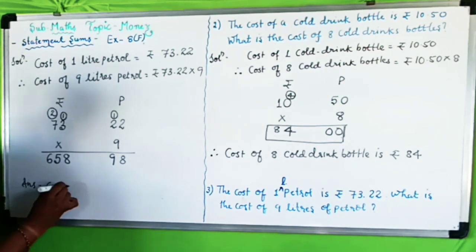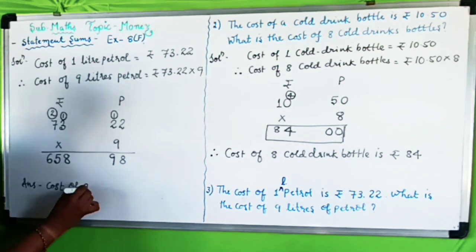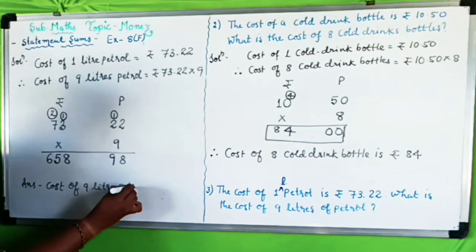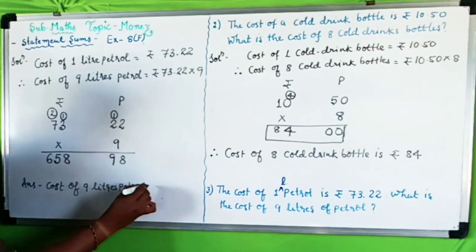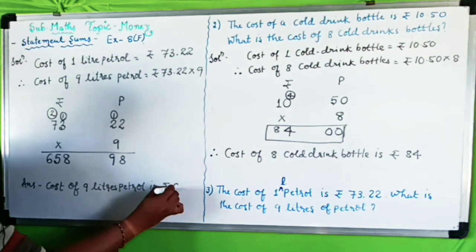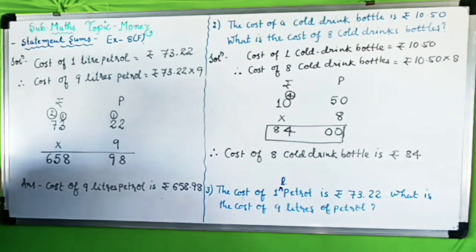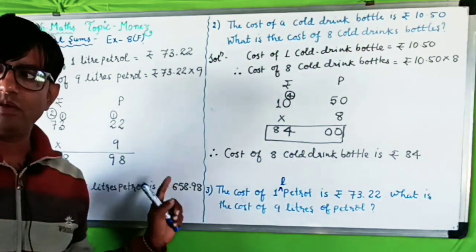Therefore our answer you can write here. Cost of 9 liters petrol is rupees 658.98, means rupees 658 and 98 paise.